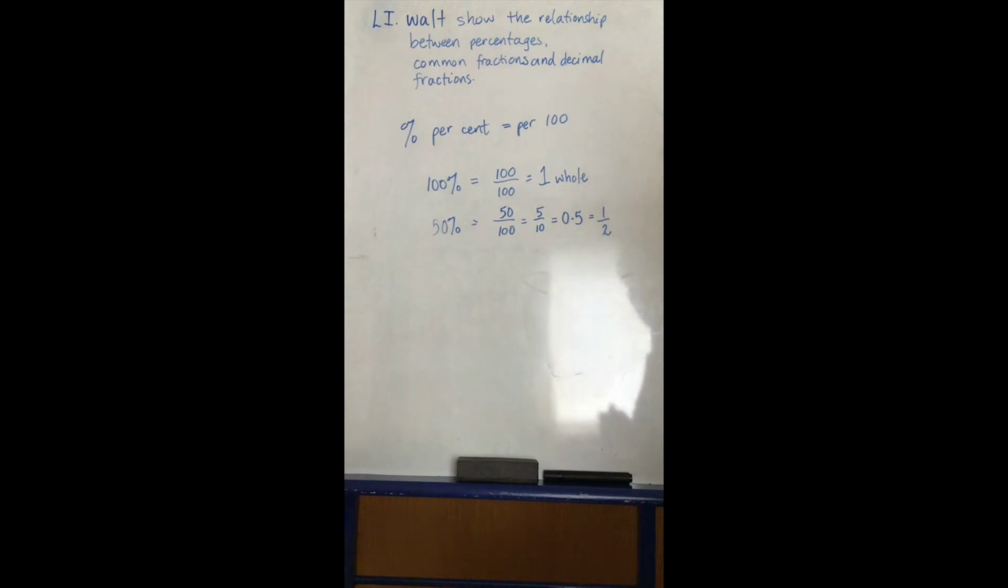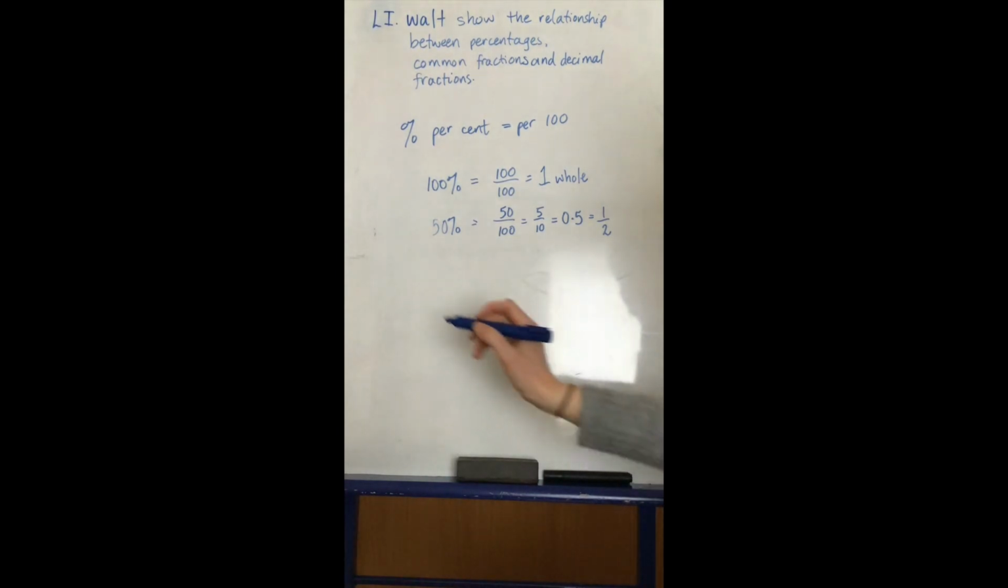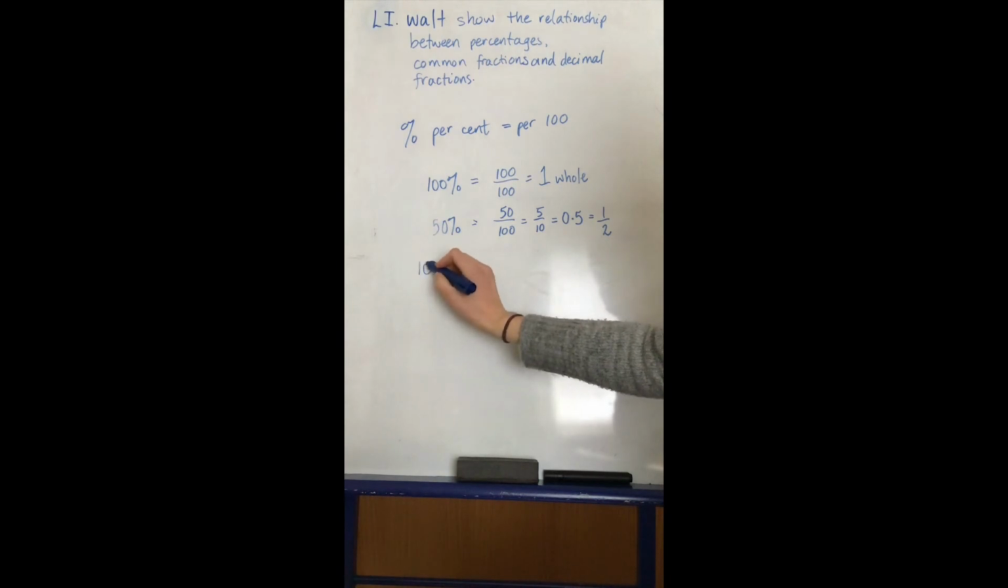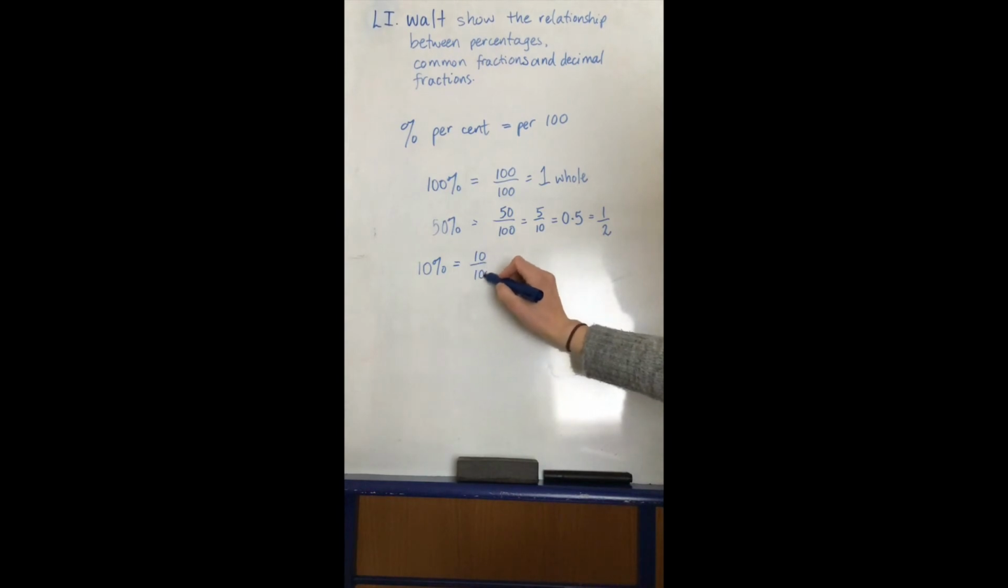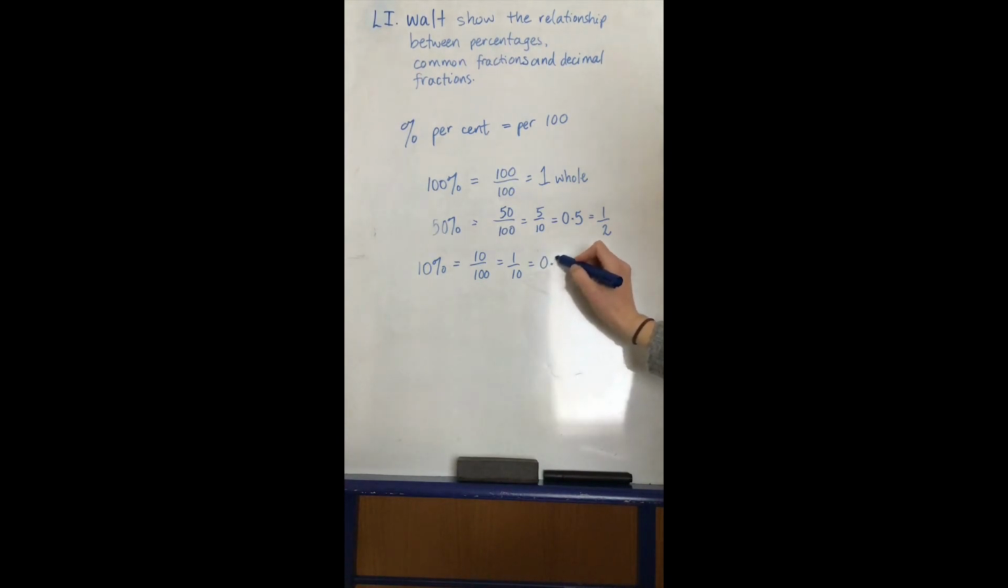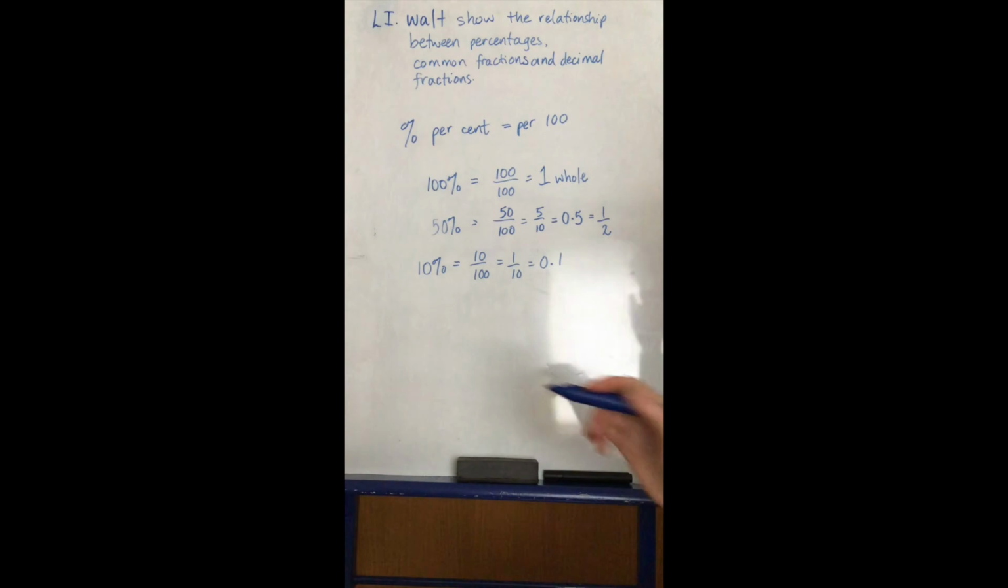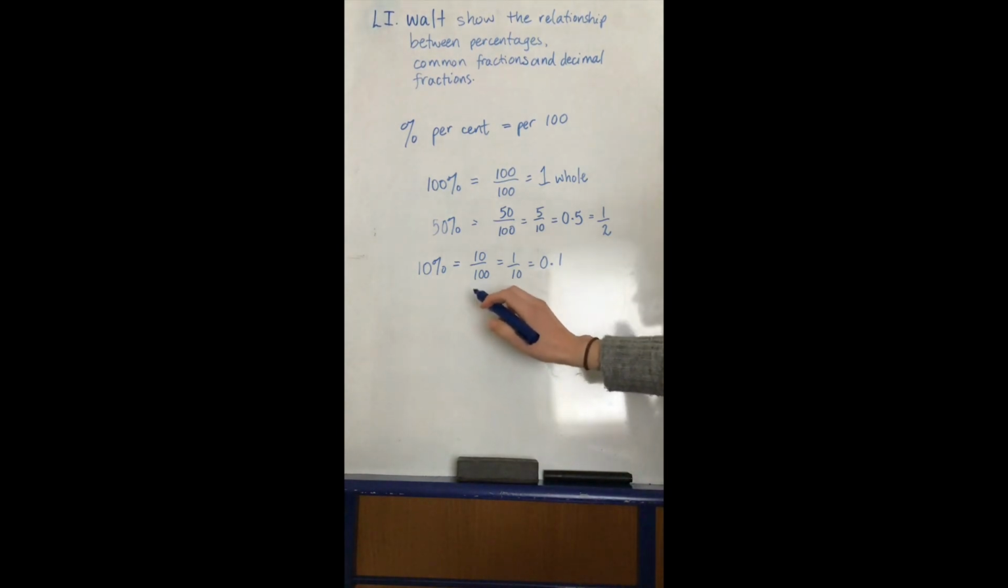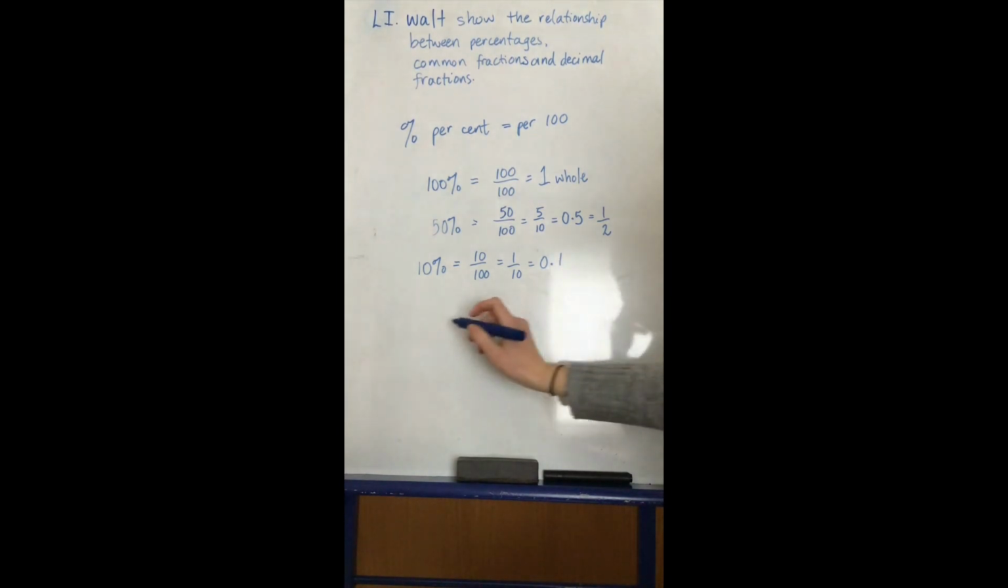Okay? And the same again, another one that you're going to find really handy is 10%. Okay? 10% is equal to 10 over 100, which is equal to 1 over 10, which is equal to 0.1. Okay? So these percentages all have an equivalent over 100. Most of the time, oh no, that's not true. Some of the time they'll have an equivalent over 10, and they'll always be able to be placed as a decimal fraction.